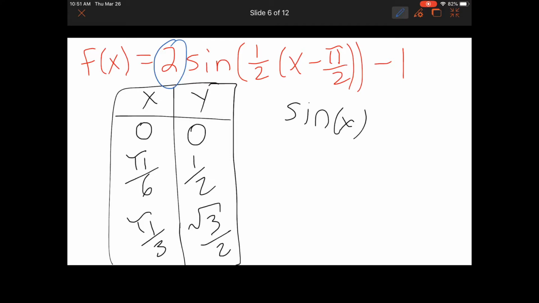That is a vertical stretch, so I go to my y values and I stretch them. I'm going to double my y values. That's it. Now I'm one step closer. If I were to graph this data table now, I would have the function 2 sine of x. That's it. That's all it would take.